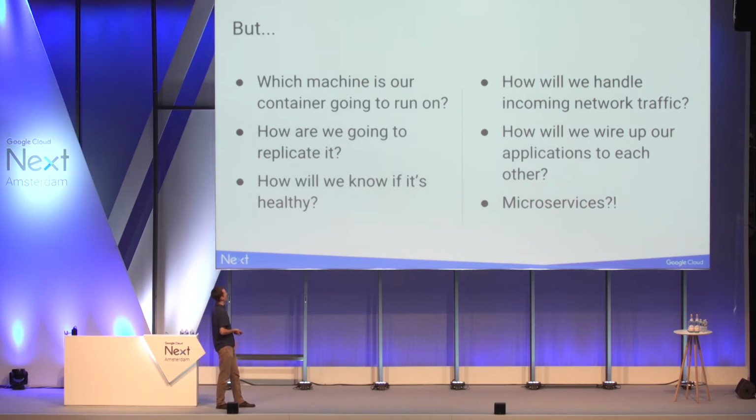So which virtual machine is our container going to run on? How are we going to replicate it for fault tolerance? How will we know if it's healthy? How will we handle incoming network traffic, load balancing, things like that? How are we going to wire up our applications so that they can speak to each other? And then there's microservices, which means if you're decomposing your monolith or your larger service into lots of little services, you have all the more to think about, and you have all of these extra communication paths that suddenly appear. So you have amazing complexities potentially to deal with there.